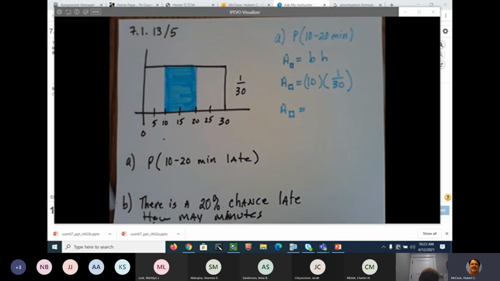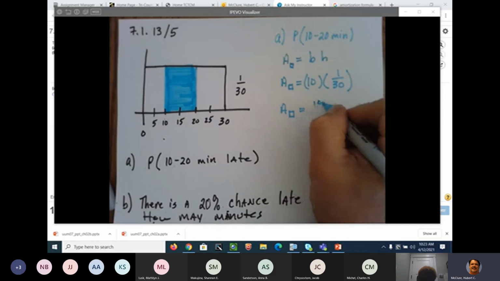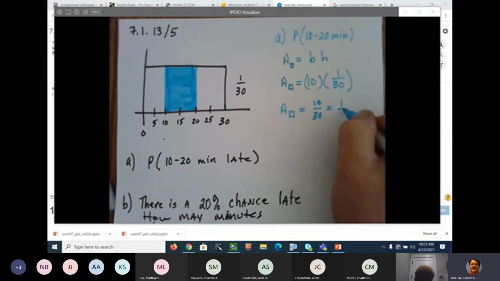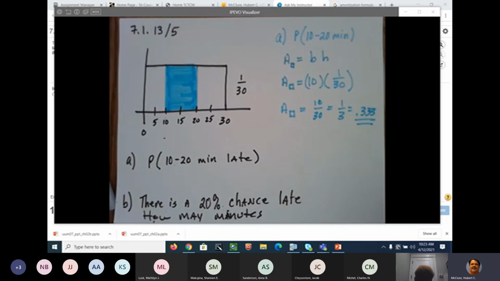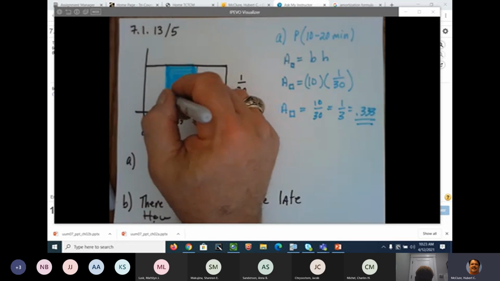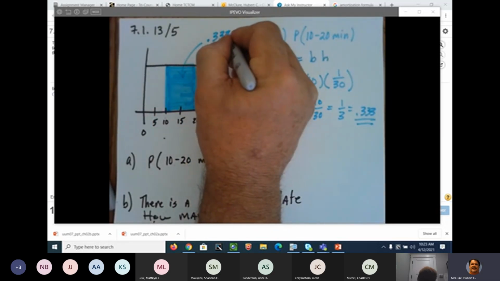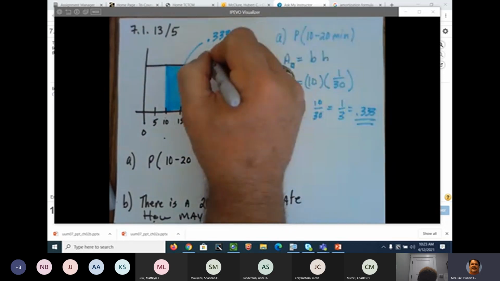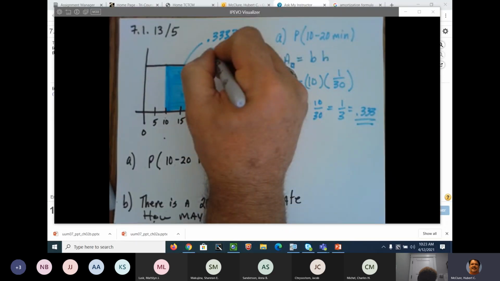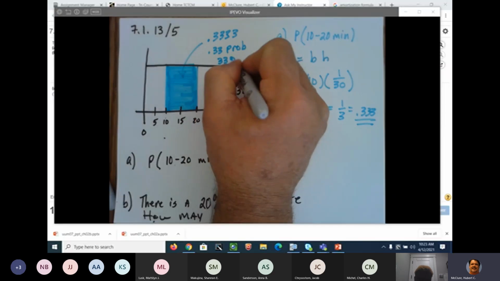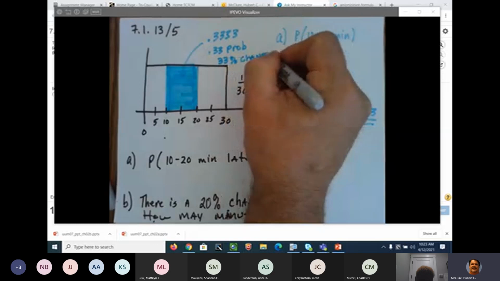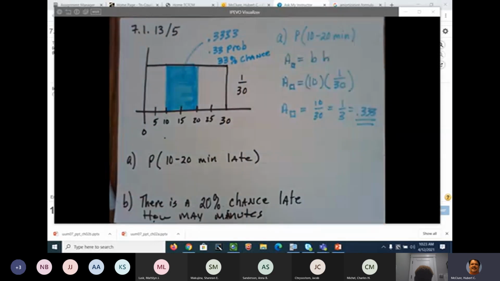Oh, I forgot. 10/30, which is equal to 1/3, which is equal to 0.333. So this area between 10 and 20, that's 0.3333, or 0.33 probability, or 33% chance of being between 10 and 20 minutes late.